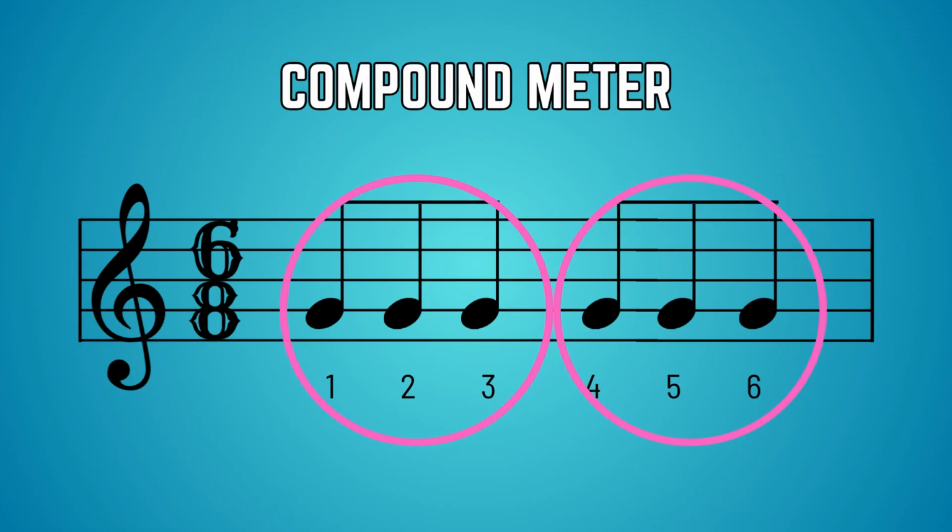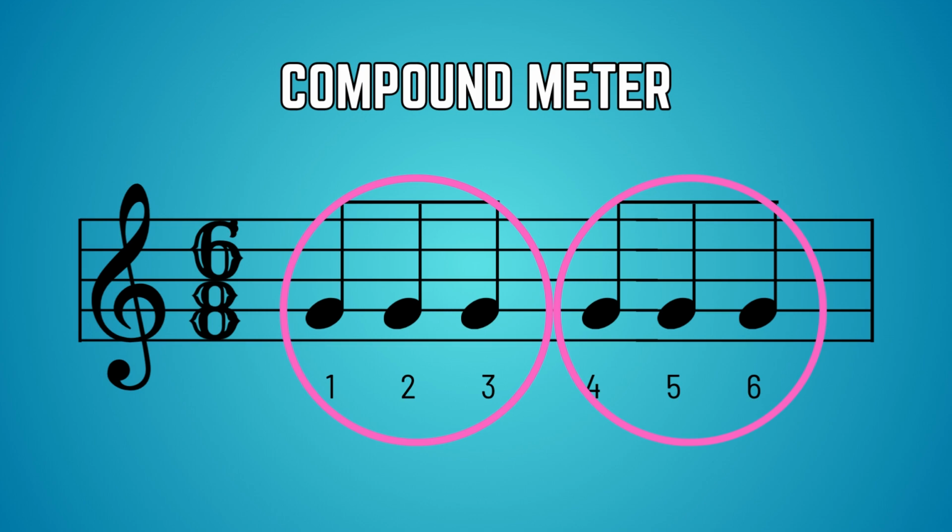In compound meter, each main beat divides into three equal parts instead of two. One of the most common compound time signatures is 6/8. At first, the number 6 may make it seem as though there are 6 main beats in every measure. However, 6/8 is usually felt as two large beats, with each large beat divided into three eighth notes. That creates two groups: 1, 2, 3, 4, 5, 6.